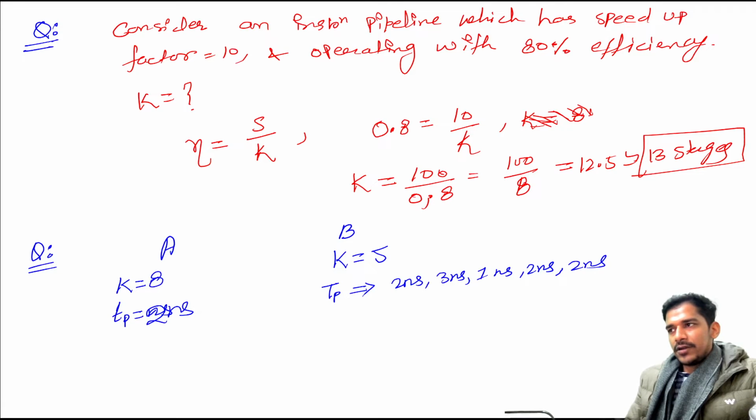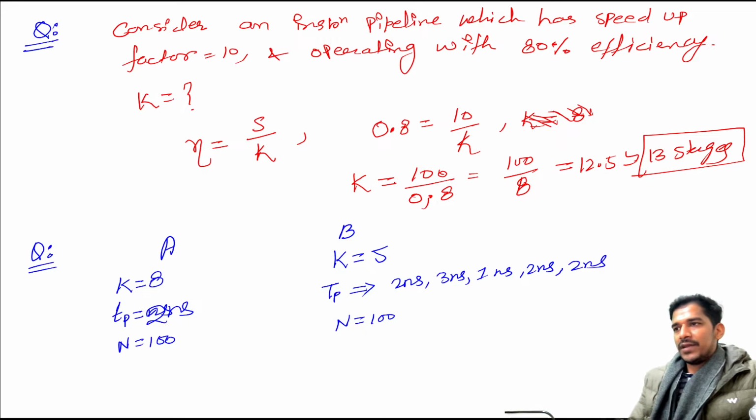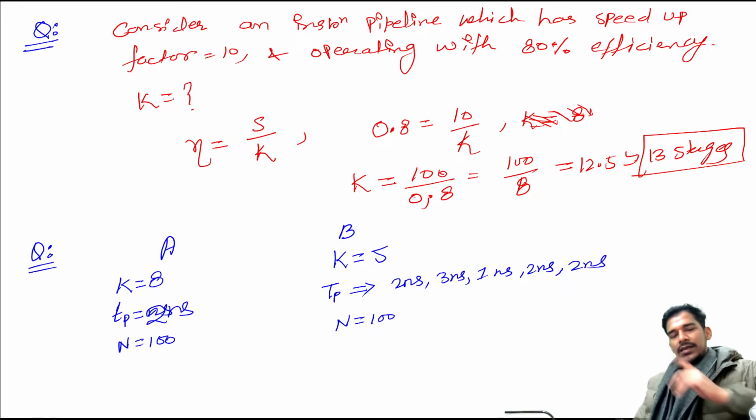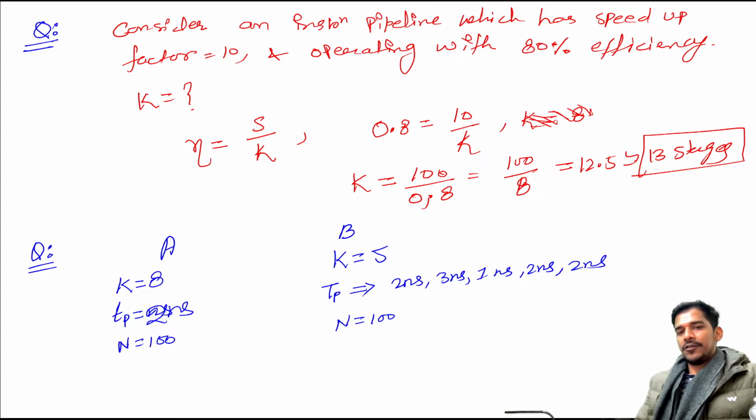So you need to find out, if we execute 100 instructions on processor A and processor B, how much speedup will be achieved if we use pipelining A instead of B. So how much faster will processor A, or pipeline A, be than pipeline B? In the case of A, how much time will it take?